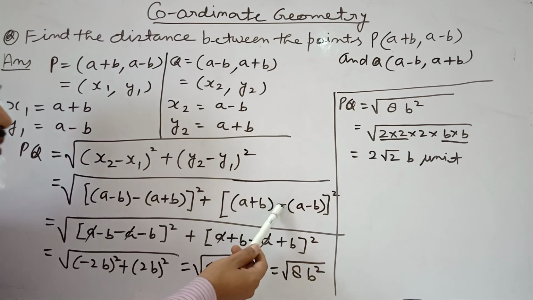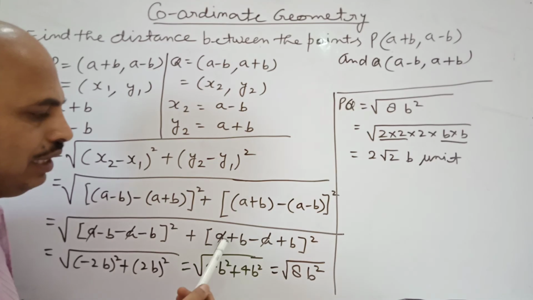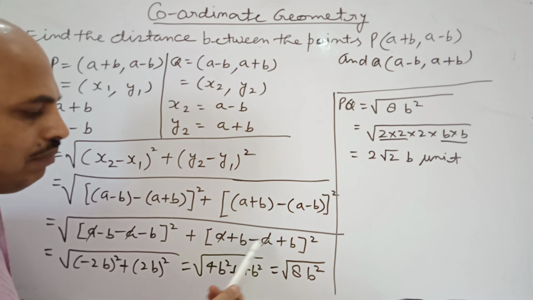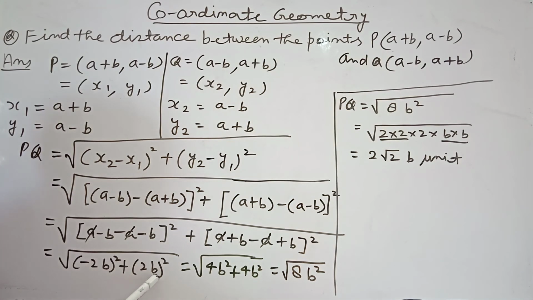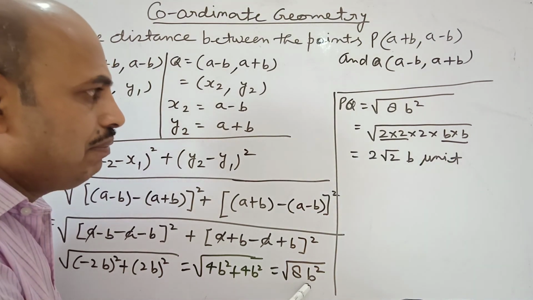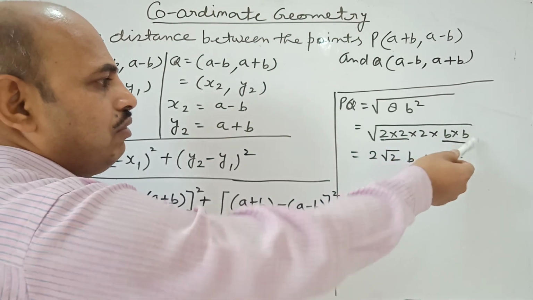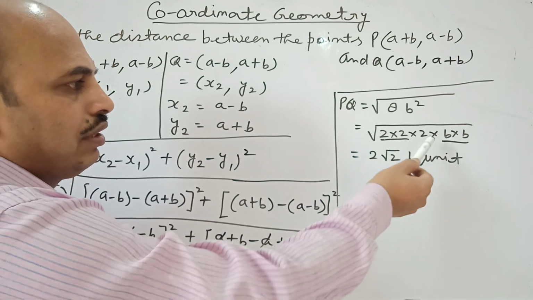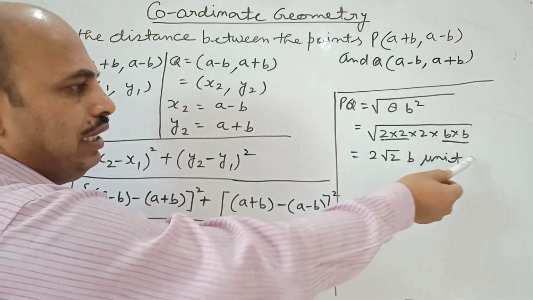Here a plus b minus (a minus b), a will cancel, minus a, b plus b is 2b. So minus 2b whole square plus 2b whole square. This is equal to the square root of 4b square plus 4b square, which is equal to the square root of 8b square. Factorize 8 as 2 into 2 into 2, and b square as b into b. This is a pair of 2, this is a pair of b, so this is equal to 2 root 2 into b units.